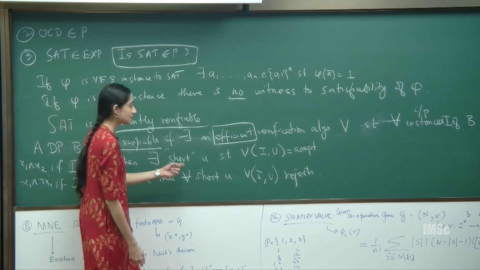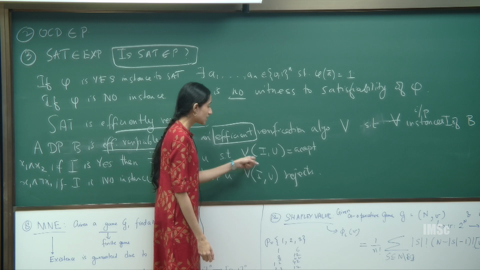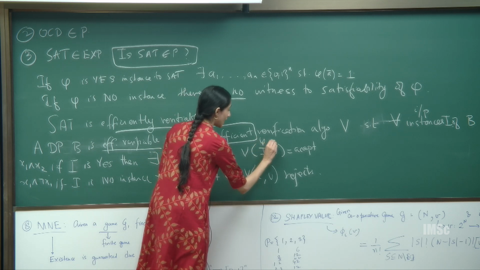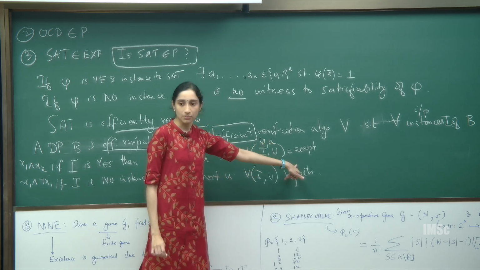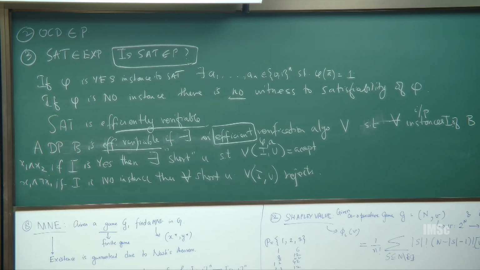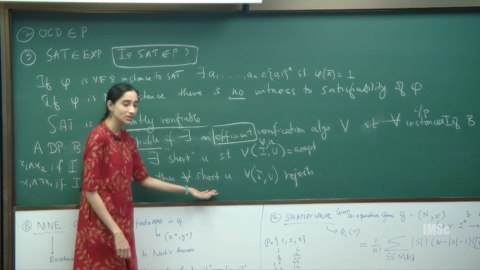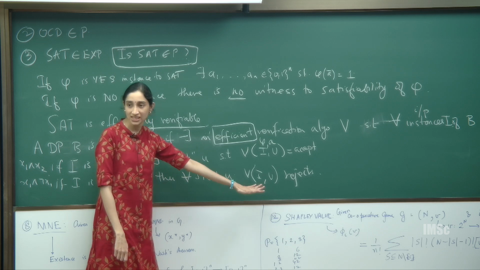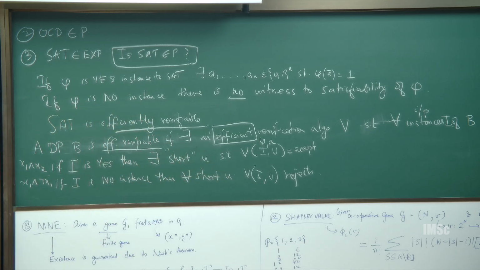Short proof such that I can take this verification algorithm, the formula phi and the assignment A, and immediately accept. And if it is a no instance, then no matter what assignment you give me, I am going to always say no. Is that okay? If there are questions, you should probably ask.